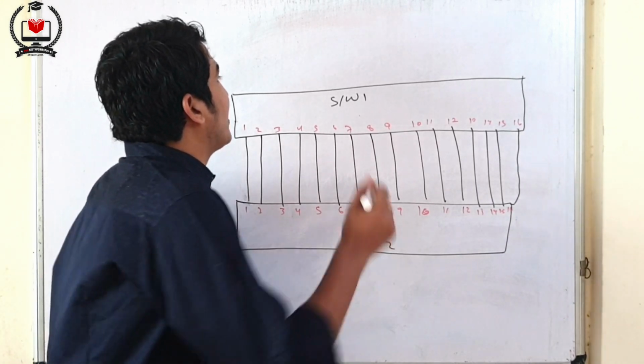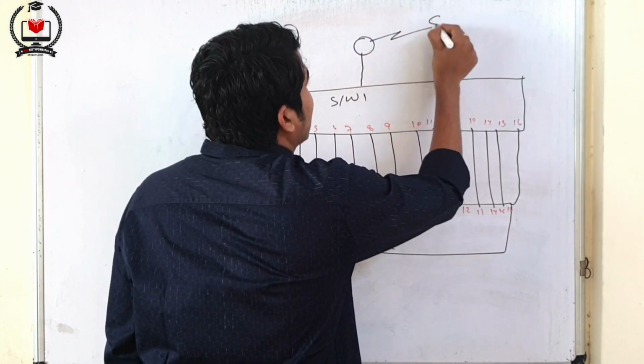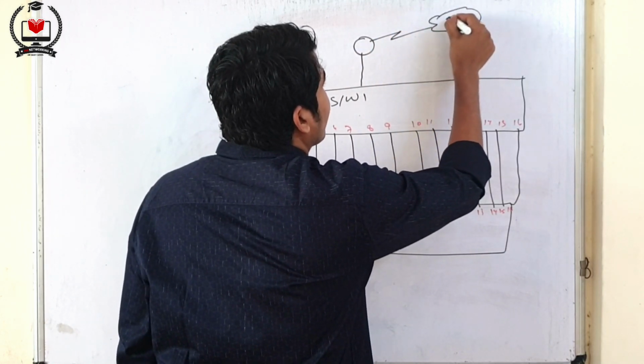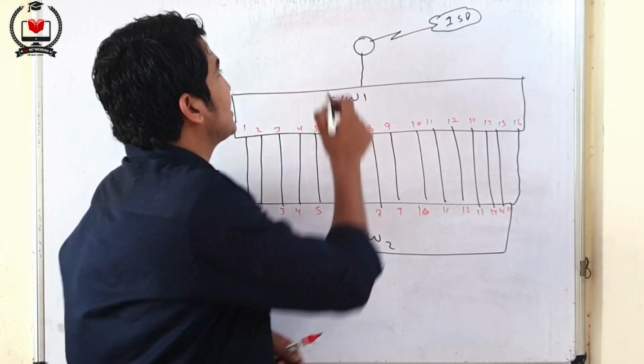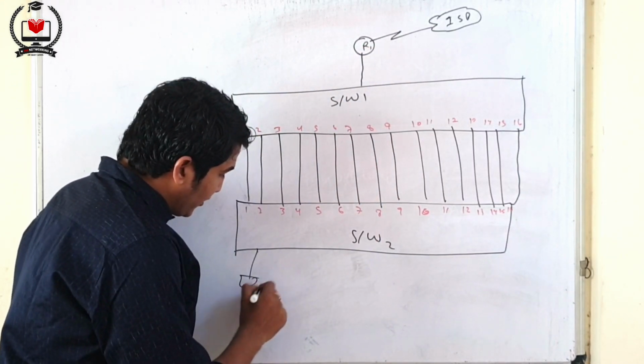Suppose switch 1 is connected with one router here and this router is connected with, suppose, an ISP. Okay, like this. This is my topology. Fine. And here suppose we have some computer users.